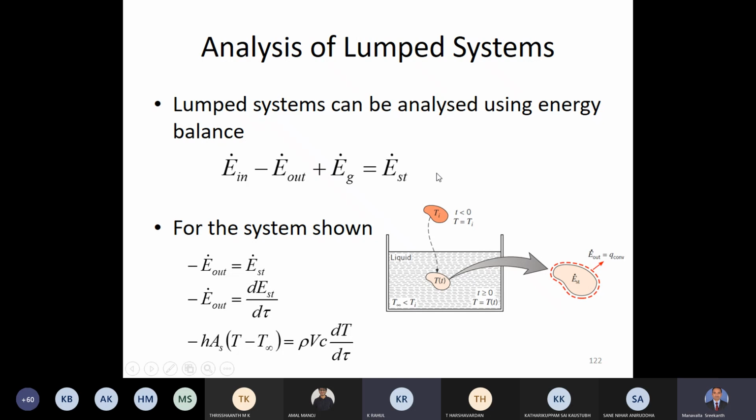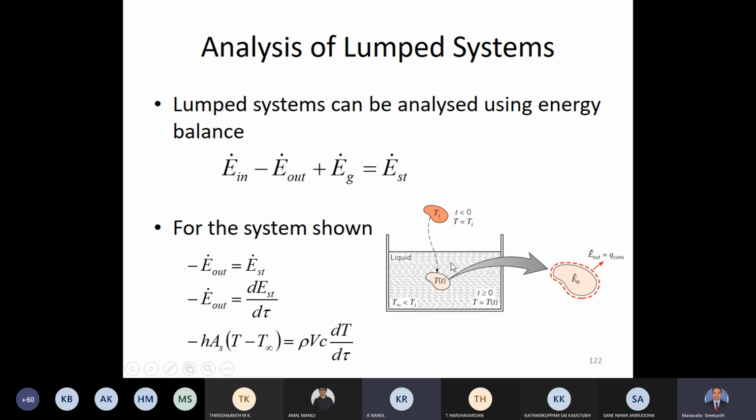You must have seen this energy balance while you were studying thermodynamics. Energy in a control volume, energy in a system: energy in minus energy out plus energy generated is equal to the energy stored. Now in lump systems, whenever we want energy generation, we are either talking about an exothermic chemical reaction or electrical conduction. In the absence of those things, the energy generation will be zero. So we will have only energy in minus energy out is equal to energy stored.